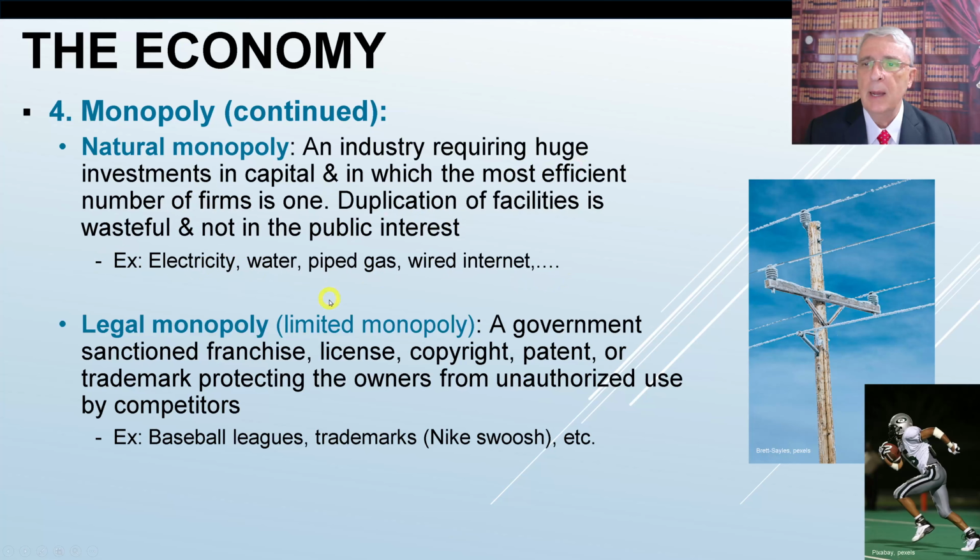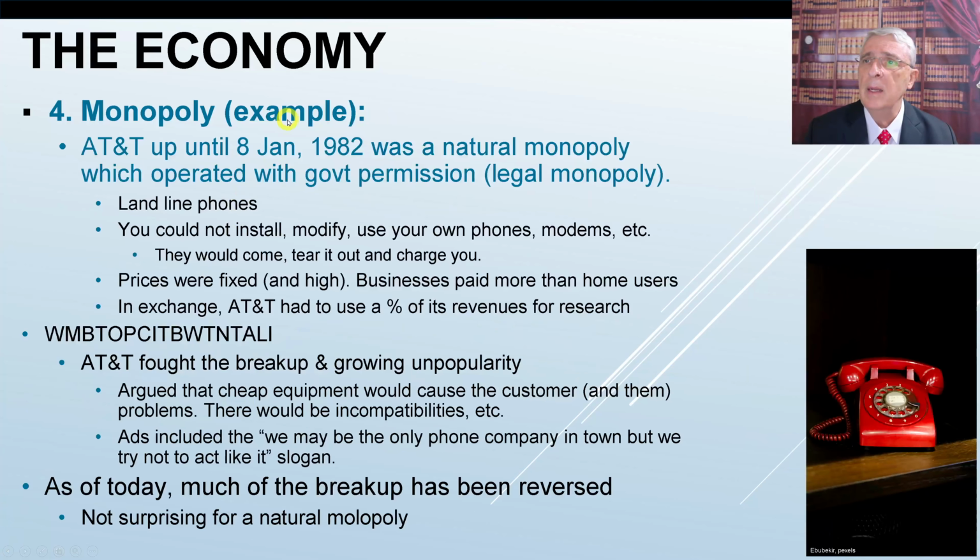Then there's the legal monopoly, which is also a limited monopoly, and this is a government-sanctioned franchise. So the government allows this to happen. They approve of it. They license copyright, patent, or trademark, to protect the owners from unauthorized use by competitors. So baseball leagues, trademarks, for example, a Nike swoosh, you can't use that.